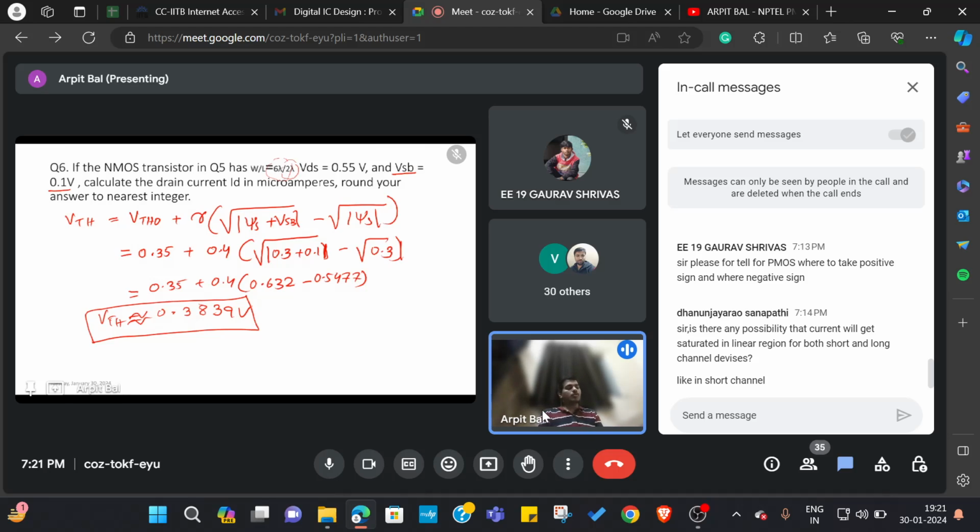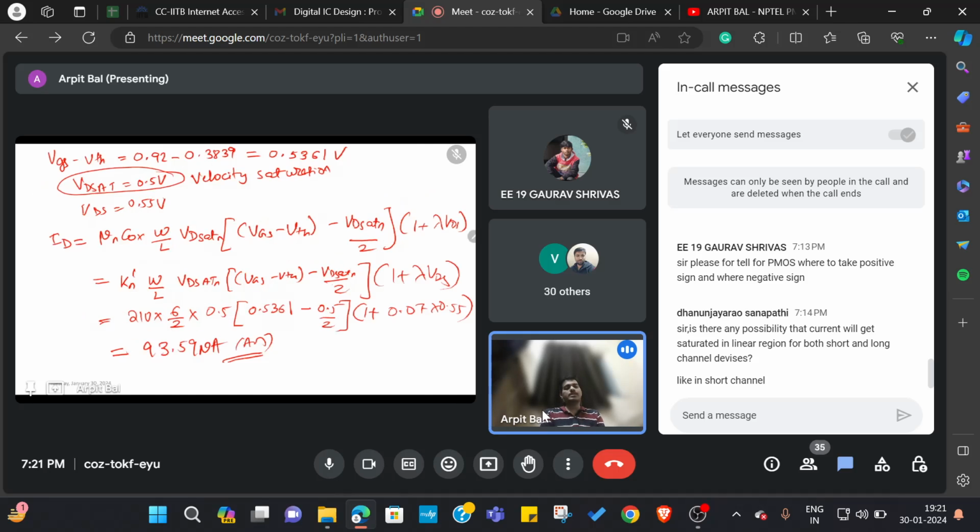So here we go on considering the short channel effect as well as the body effect because VSB is non-zero. Then we proceed to figuring out the region of operation, and next we figure out what is the ID.